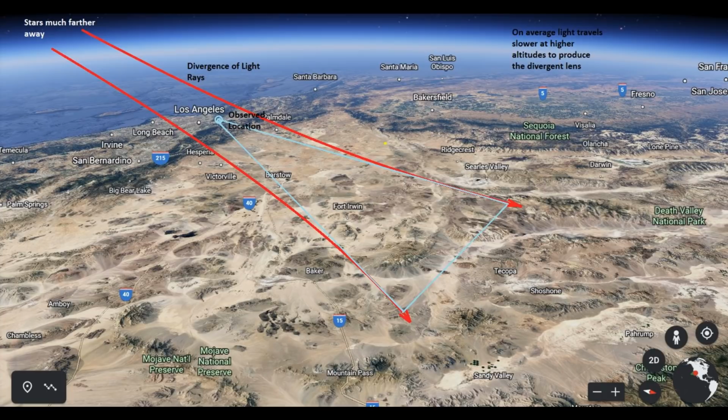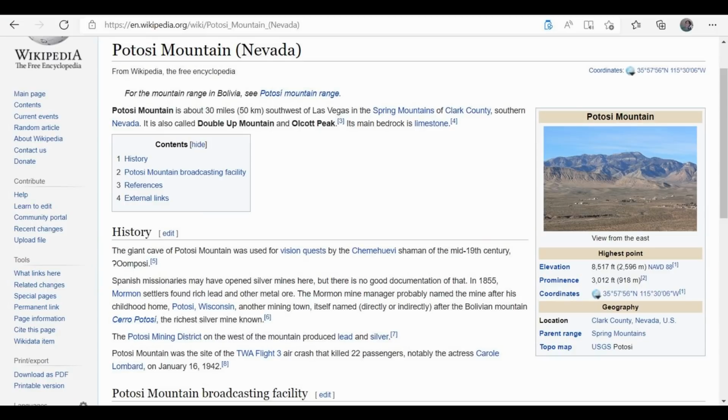But before we go, I wanted to find something out about Mount Potosi. I said, what's the meaning? I gotta throw something cultural in this presentation. So I pulled up Wikipedia, Potosi Mountain. Potosi Mountain is about 30 miles southwest of Las Vegas in the Spring Mountains of Clark County, etc.